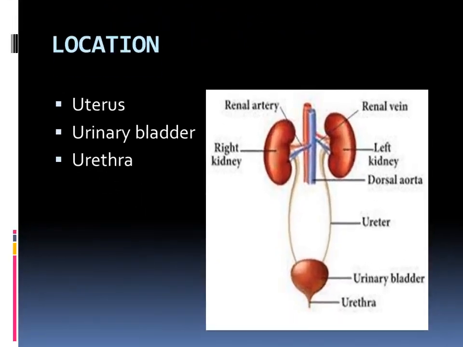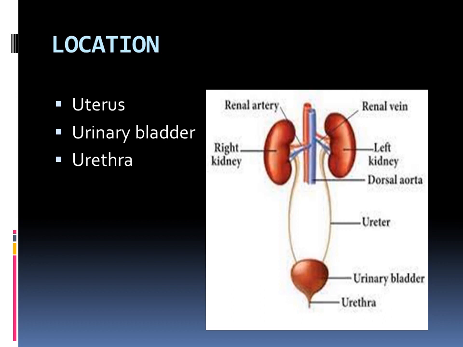Where is it located? Wherever we need elasticity, wherever the body has to stretch, mostly in those areas this kind of transitional epithelial tissue is present. A few areas are mentioned here. The first one is the uterus. When a female is carrying a child, the uterus has to expand, right? So in the uterus, this transitional compound epithelium is present. It will stretch. The second one is the urinary bladder.